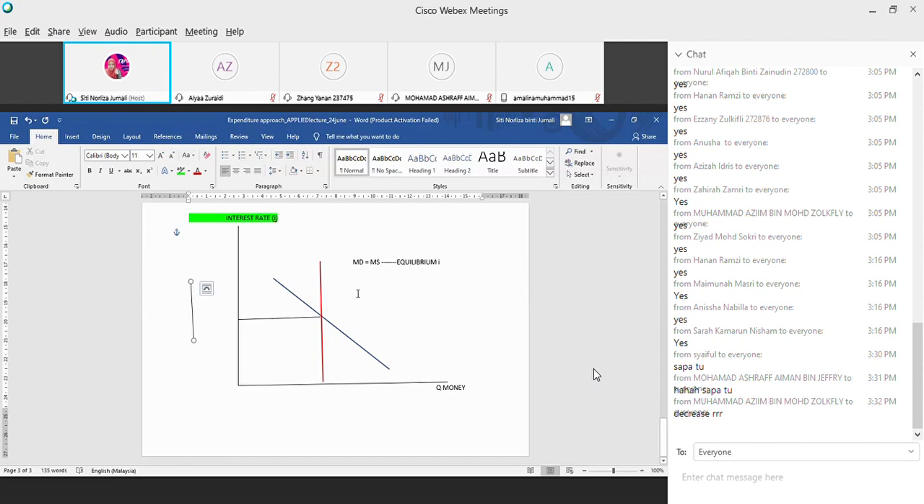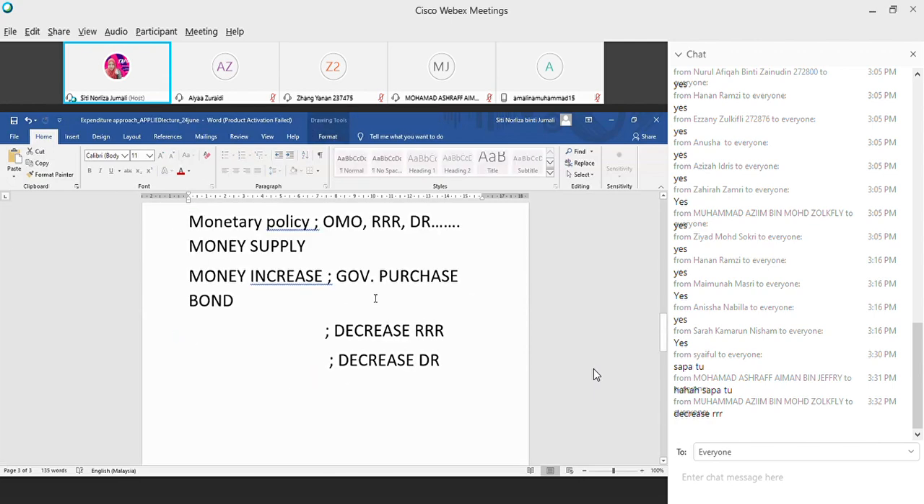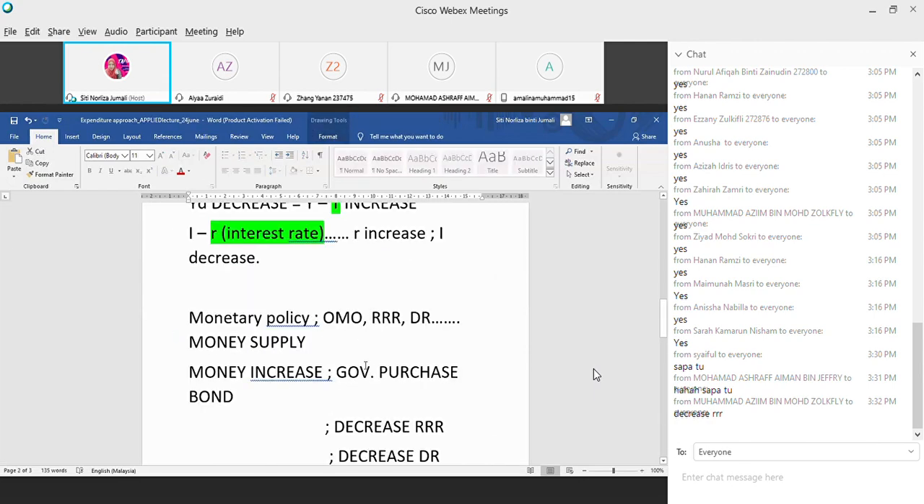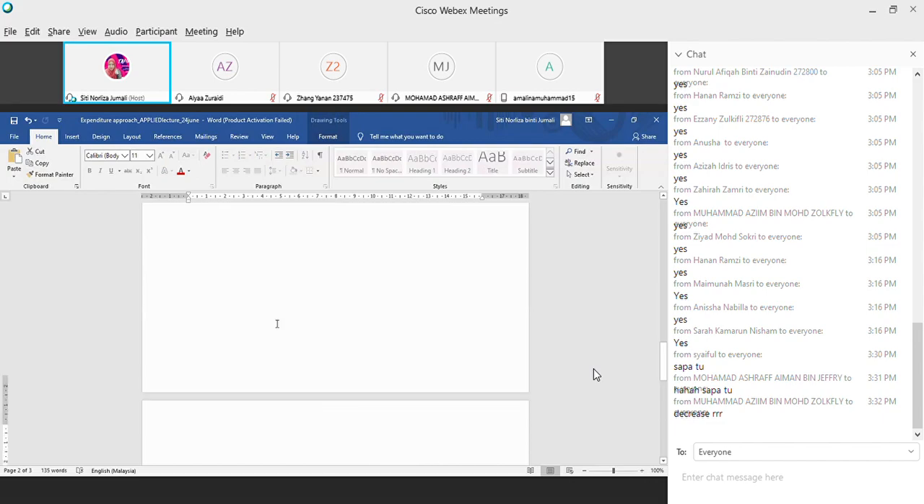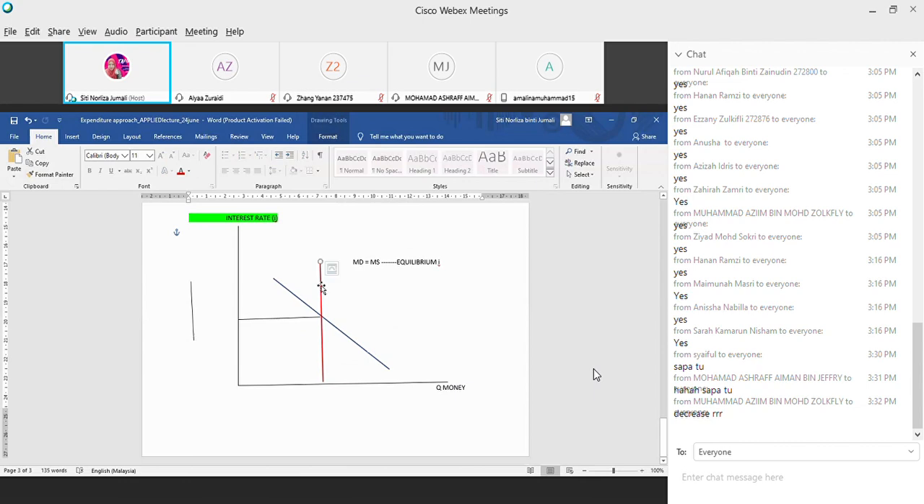So now we already did this. This is all the factors that will increase money supply. Let's say this is our money supply, and when the money supply increases, the money supply curve will shift to the right. Can you see what happened to the R? So the R decreases.